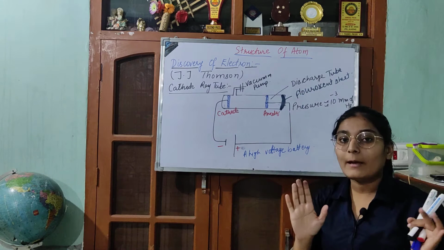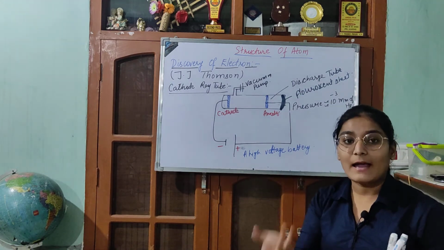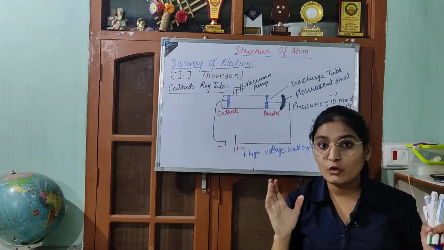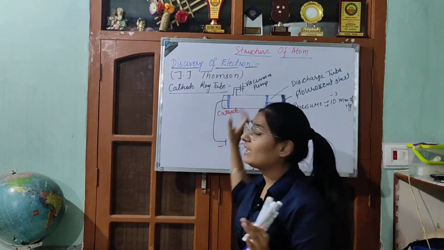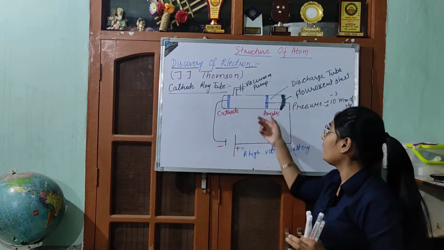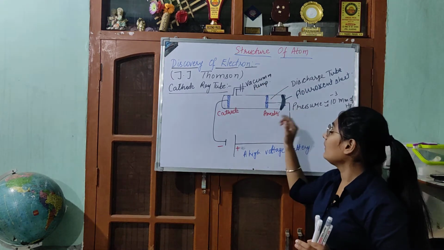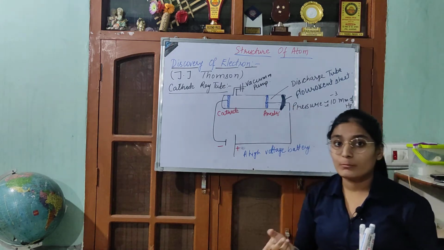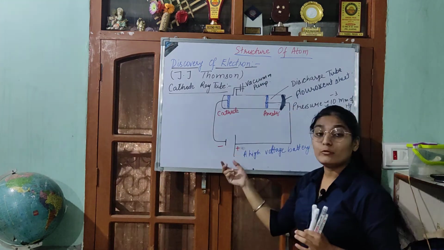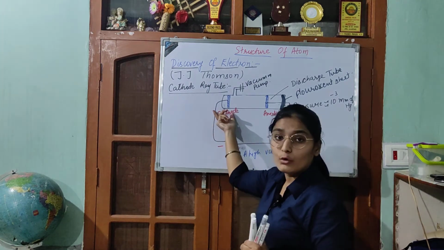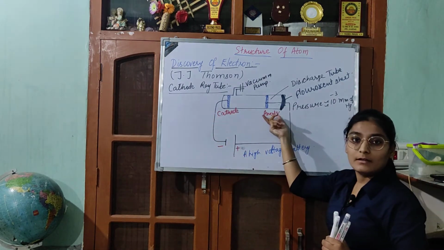Let me repeat. This is a discharge tube. Inside this tube the pressure is very low. He reduced the pressure with the help of a vacuum pump. Then he had two metallic strips and attached them to a battery. The negative terminal of the battery is known as the cathode and the positive end is known as the anode.